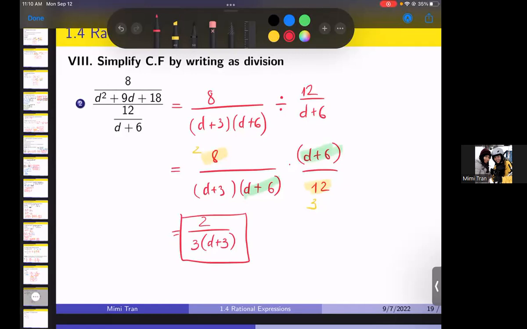So that's why I call this the easy one. Yes. If I put the 3 on the bottom, so if I put D plus 3, that's fine. Yeah, that's fine.